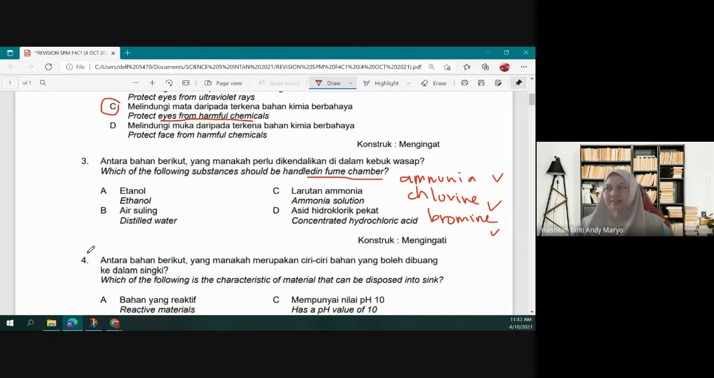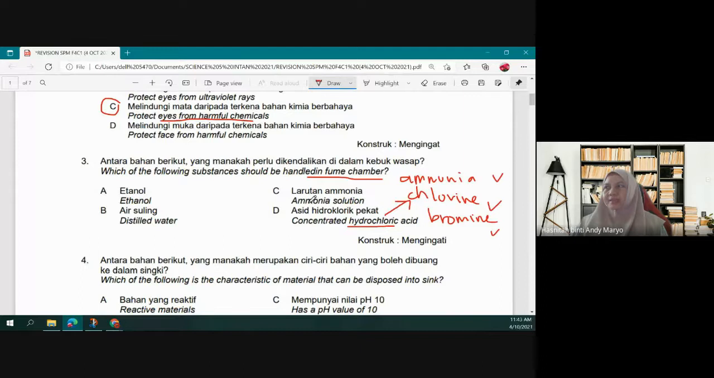Okay, any other answer? Okay, so the answer is, yes, very good. The answer is the concentrated hydrochloric acid. So you see the word "concentrated" means it is very high concentration, very erosive, very erosive. And the word hydrochloric, so it will release chlorine gases.